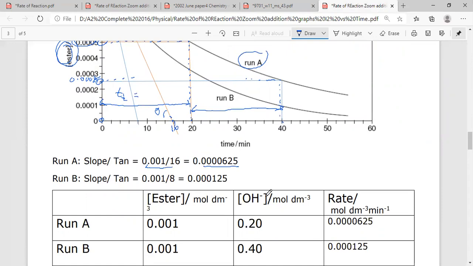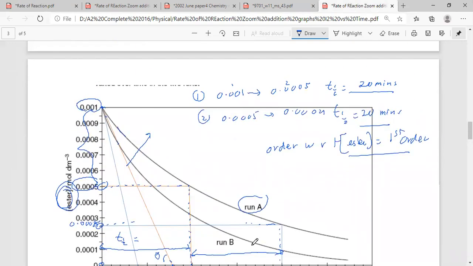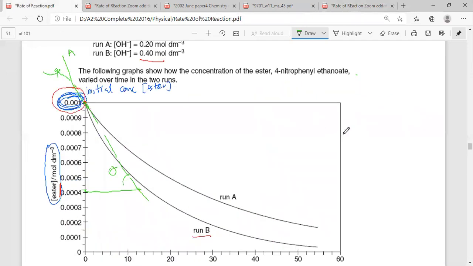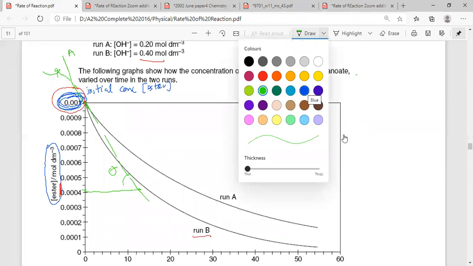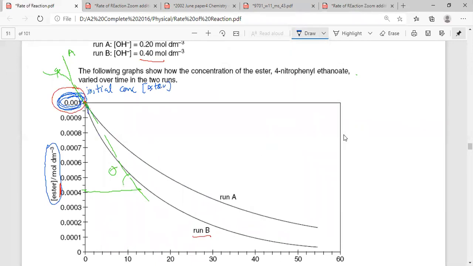Now again, for run B, I must find the tangent at initial concentration 0.001. I must draw the slope nicely, use a ruler. As I said, if I go back to this part here, I would have to extrapolate. I'm going to use blue color. I'll extrapolate this graph here and use a ruler.